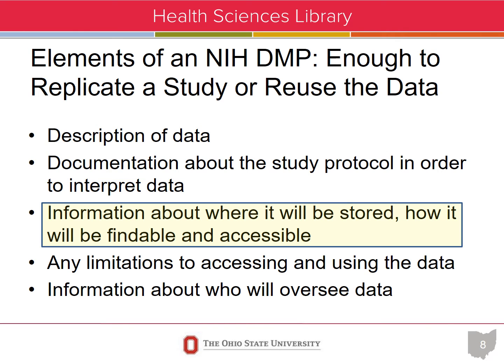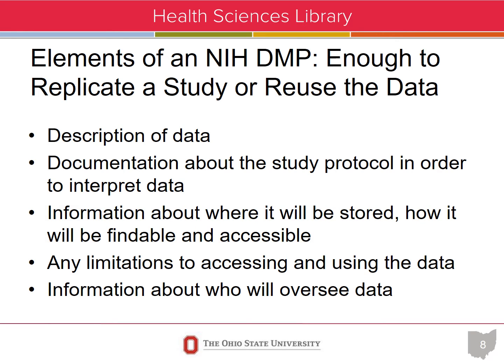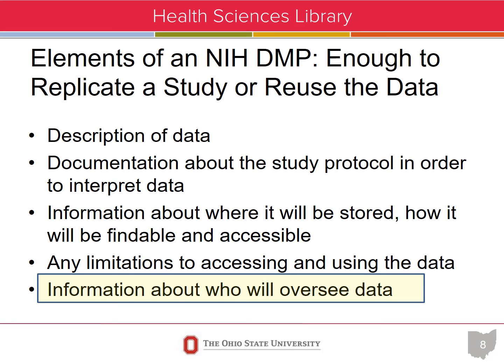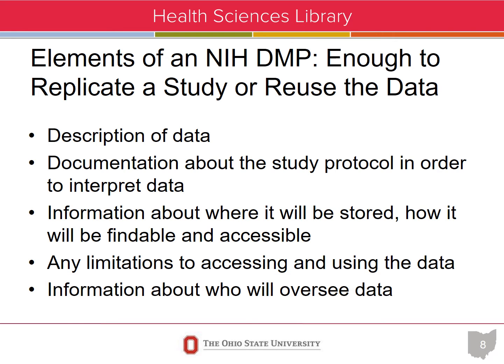Information including metadata about where the data will be stored, how it will be findable, when access to it would be expected and for how long, and how you will provide access, including any limitations coming from informed consent or privacy protections. Also, it should include information about who will monitor and manage the data and how often oversight will be done. At any rate, the plan should include enough information so as to support replicating the study or reusing the data.